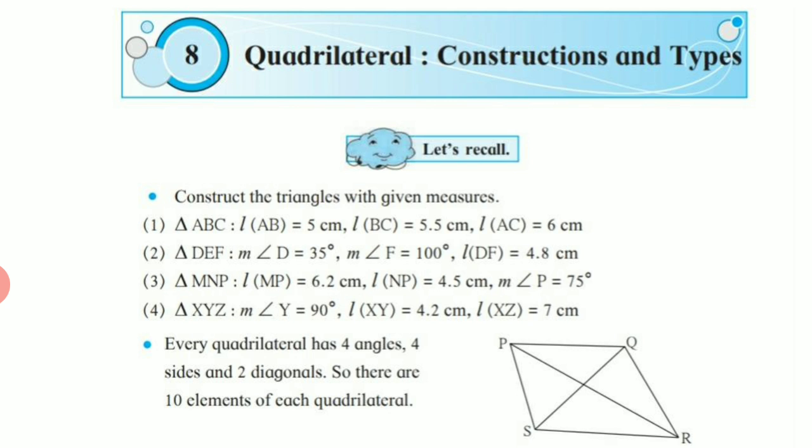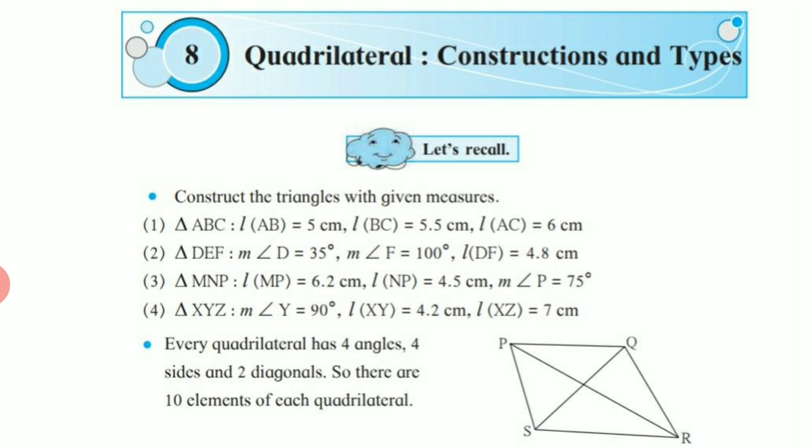For example, triangle ABC, side AB is equal to 5 centimeter, side BC is equal to 5.5 centimeter, side AC is equal to 6 centimeter. In triangle DEF, measure of angle D is equal to 35 degree, measure of angle F is equal to 100 degree, side DF is equal to 4.8 centimeter.